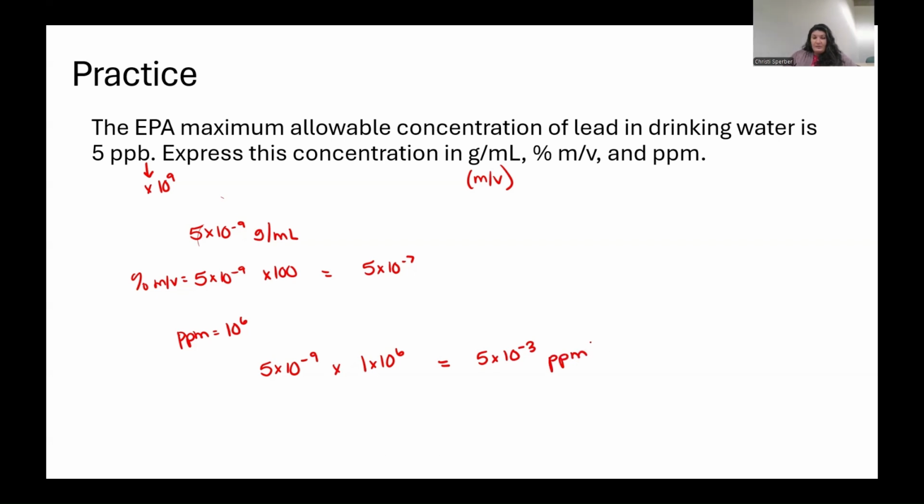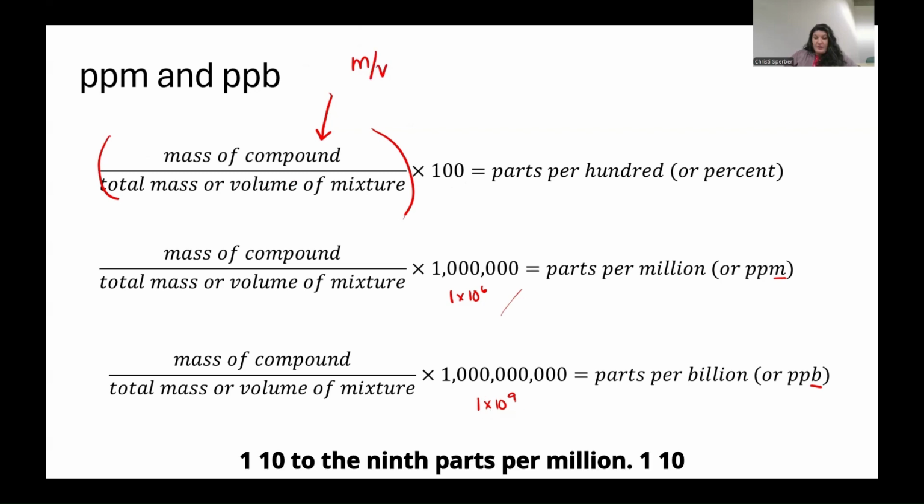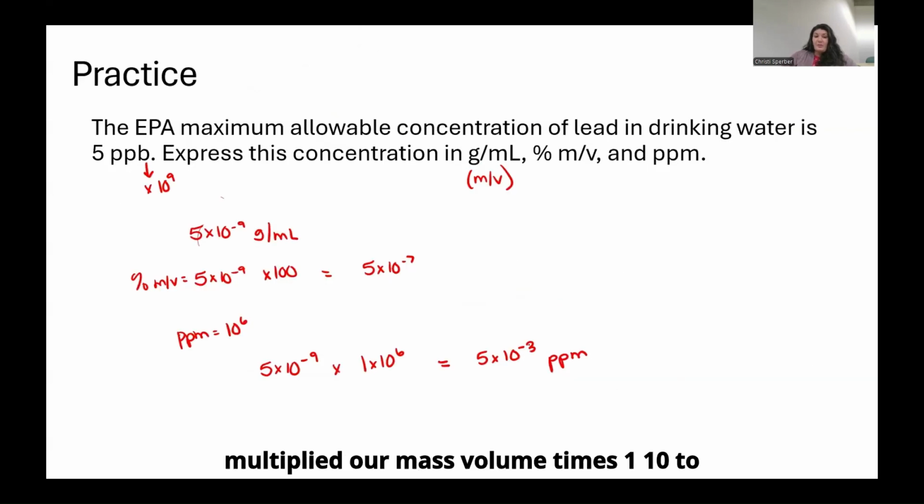So this is our equation from right here. This whole part right here is mass volume. We have 1 times 10 to the ninth for parts per billion, and 1 times 10 to the sixth for parts per million. So I multiplied our mass volume times 1 times 10 to the sixth. We get 5 times 10 to the negative third parts per million.